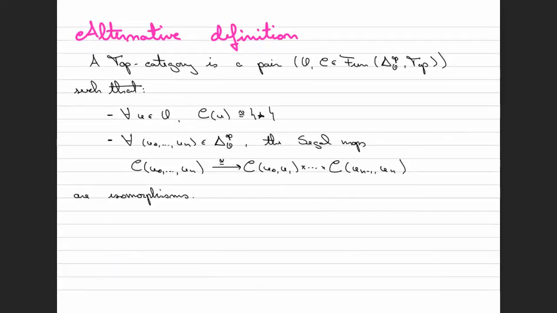So, alternative definition: a topological category is a pair O of objects and then a functor like that, such that C of X is the one-point space and such that the Segal maps are isomorphisms. So I just showed you that this is a completely equivalent definition of what a topological category is. And it's this one that we are going to generalize. But first, another example.